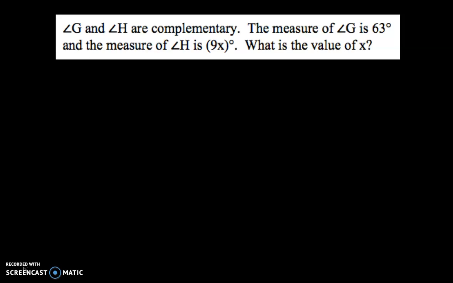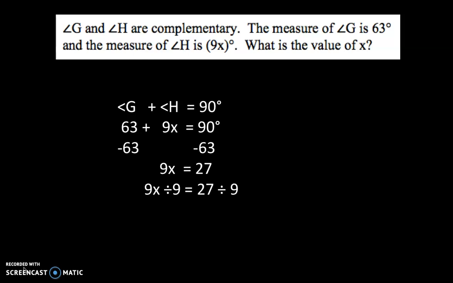Here's another problem. Angle G and angle H are complementary. The measure of angle G is 63 degrees, and the measure of angle H is 9x degrees. What is the value of x? Again, we set up our equation. Angle G plus angle H has to equal 90 because they are complementary. We substitute the values that we've been given, follow through with our algebra, and find out that the value of x is 3.